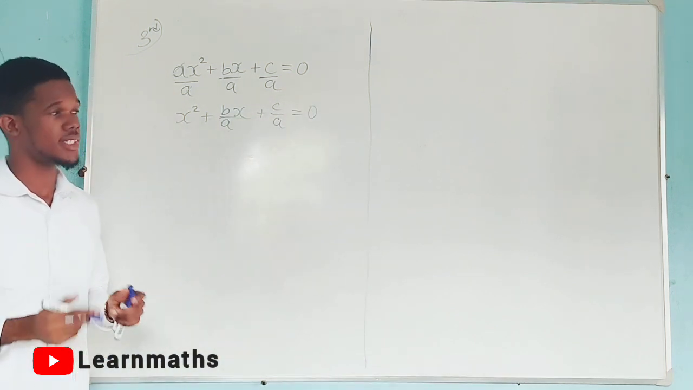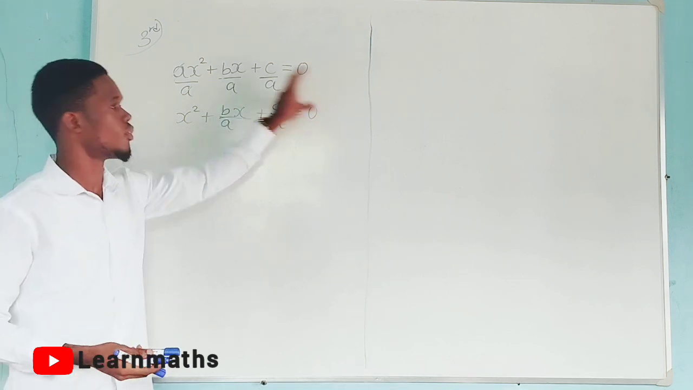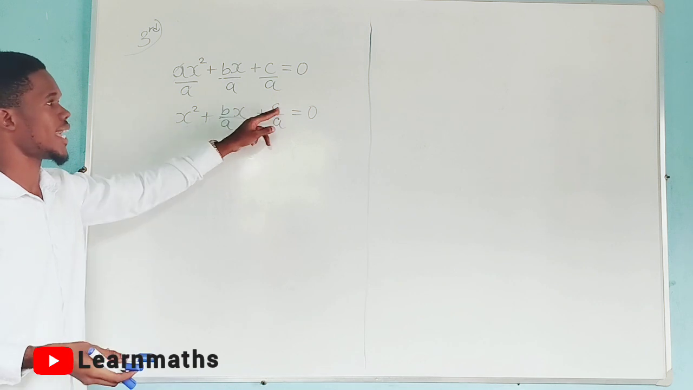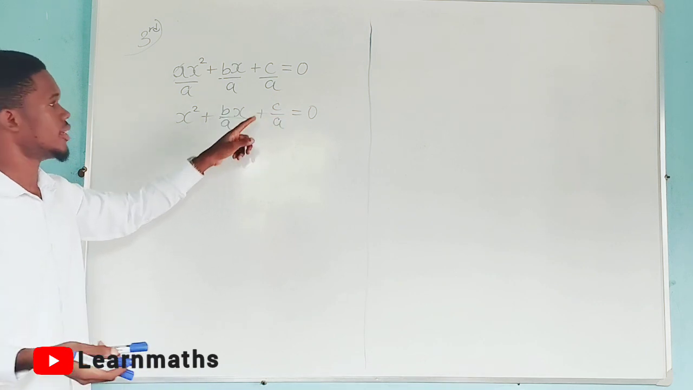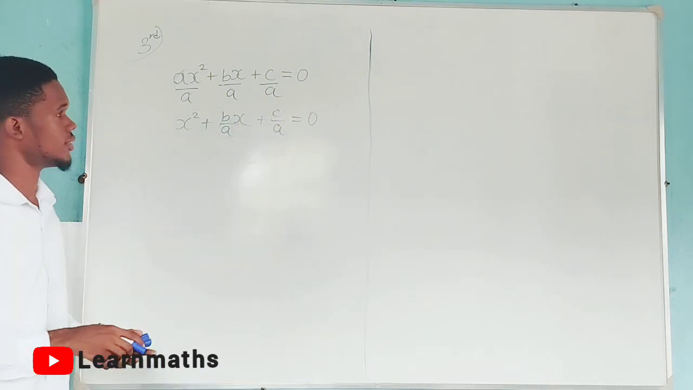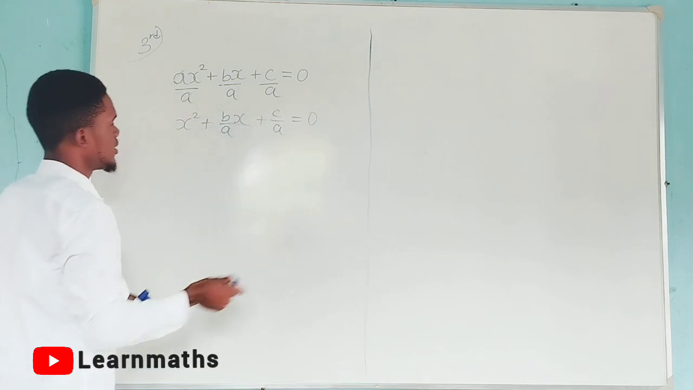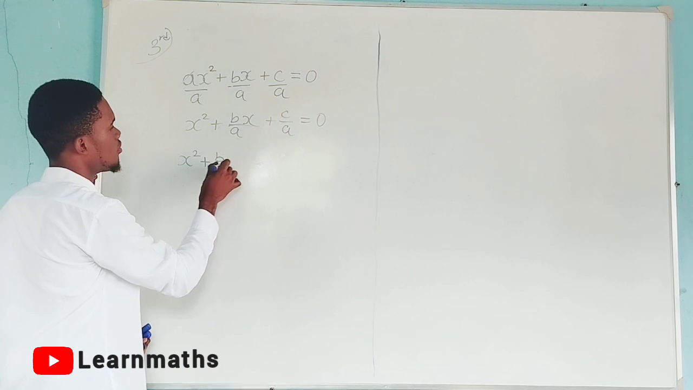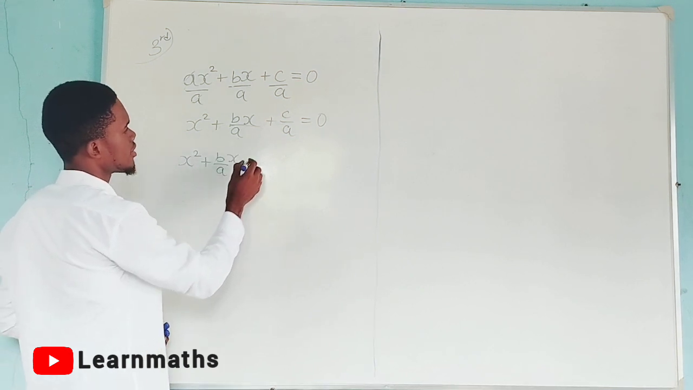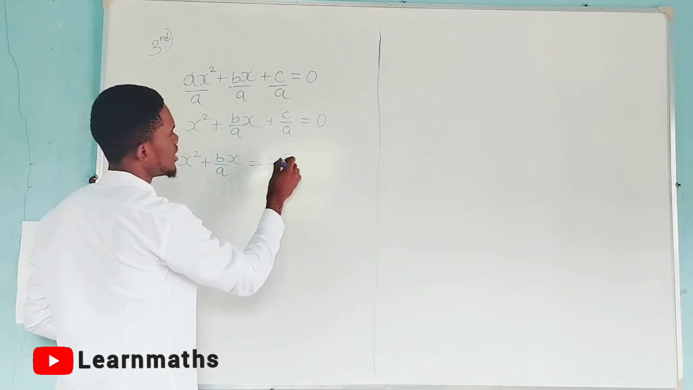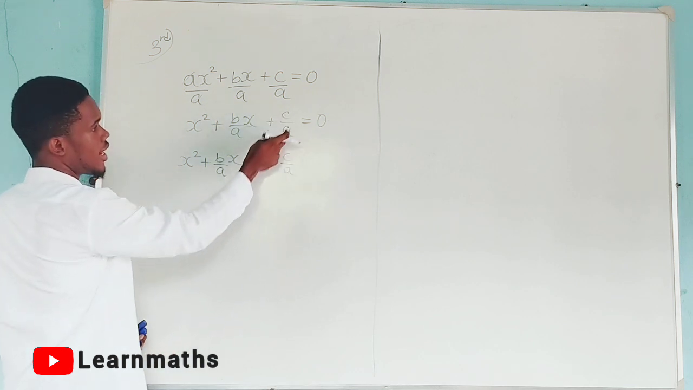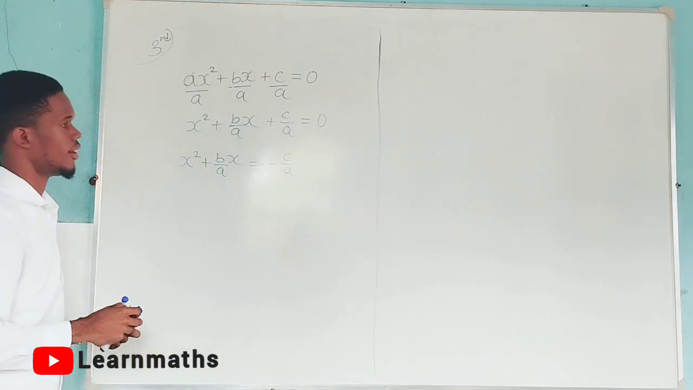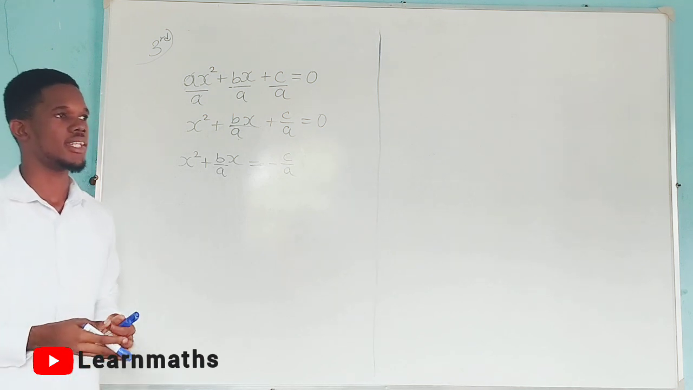Now the second step is this: sending the constant over the equal sign. You know what constant is, right? The term without x, the term without the variable. This is the term without x attached to it. So let's send it over the equal sign. So I'm going to have x squared plus b over a x equal to negative c over a, right? C over a is positive here. When it goes over, it becomes negative c over a.